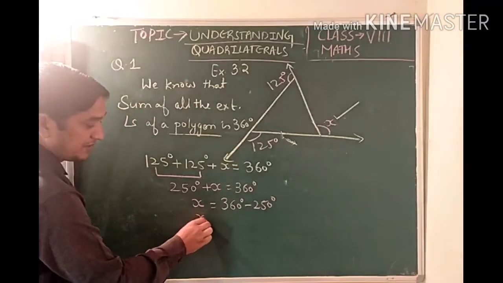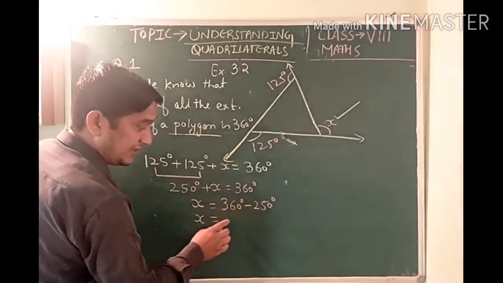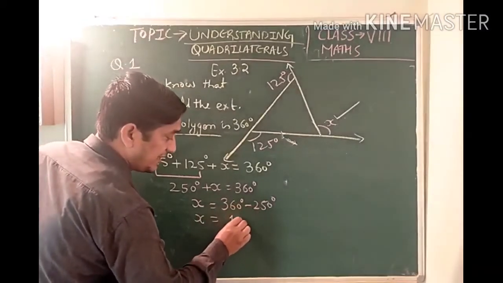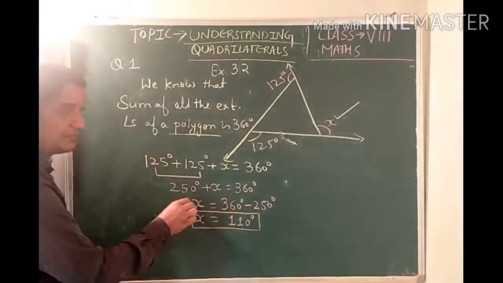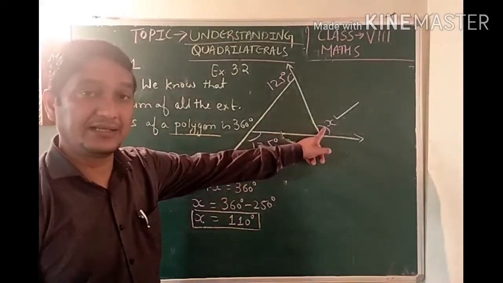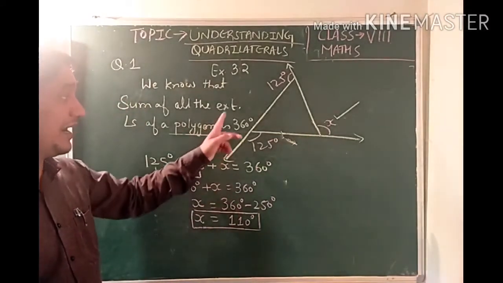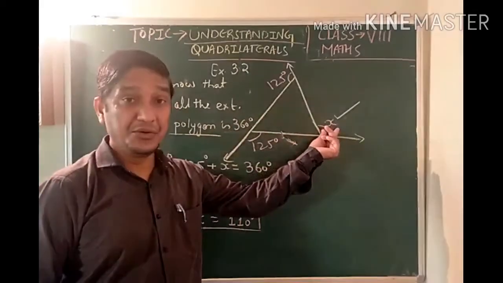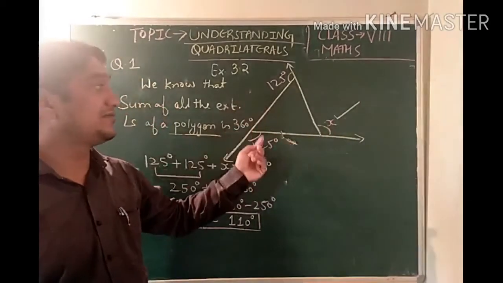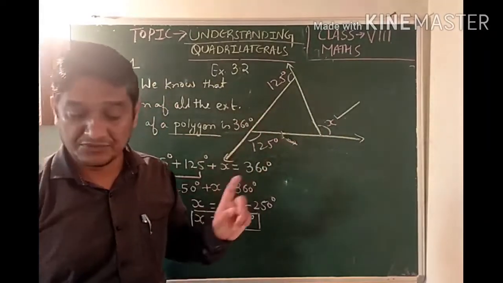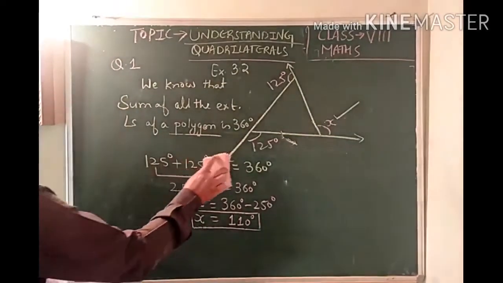Now it becomes x equals 360 minus 250, which is 110 degrees. So the value of the third exterior angle, that is x, is 110 degrees. Children, you can find any unknown exterior angle when the other exterior angles are given. Now children, we will do one more part of this question. Look, the second part.